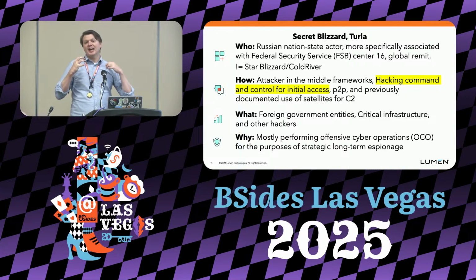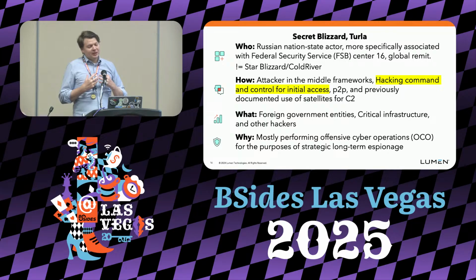Secret Blizzard, aka Turla. So this is the main premise for the talk: this wonderful group called the FSB Center 16. They have a global remit, and they are, I would argue, one of the most sophisticated and most advanced threat actors in the world, bar none. Yes, I'm talking to you, but I'm even including China in that.